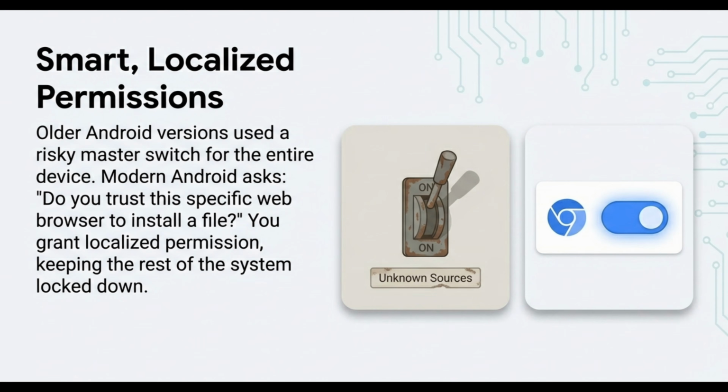Instead of that master switch for your entire device, Android now uses a strict, localized permission model for individual applications. The operating system is explicitly asking you, do you trust this specific web browser or this specific file manager to install the file? Because when you tap on settings and then flip that switch for your browser, you are only giving that one specific app the authority to hand off a file to the installer. You aren't allowing your entire phone to have that ability, like we saw with the previous iteration in Android.